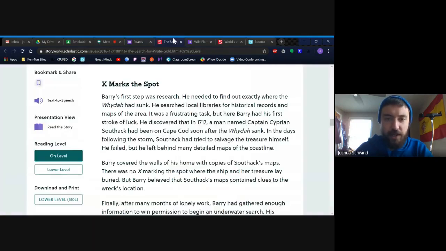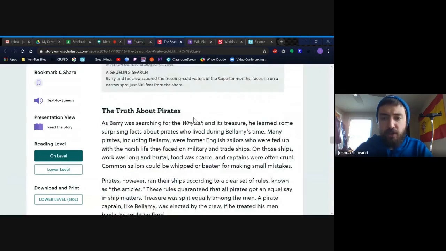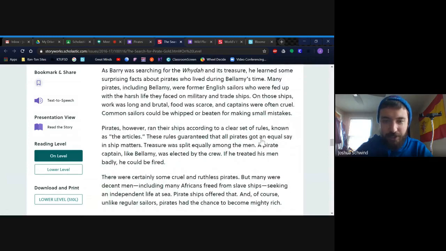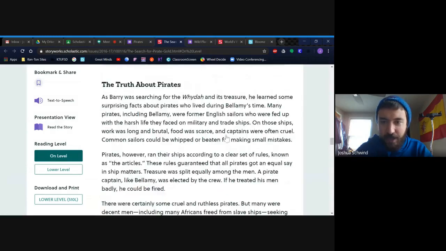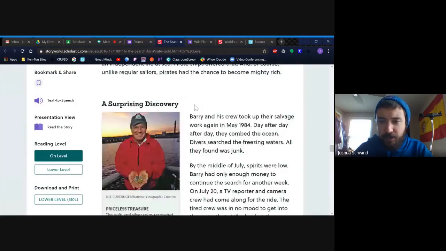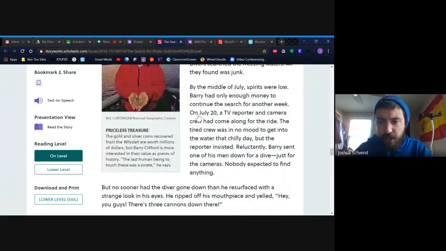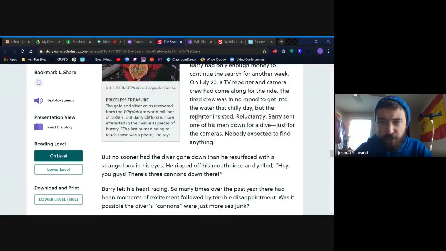Then the last one was a vocabulary question where I asked you to use your context clues because there weren't any blue words in this one. There weren't any words you could click on. And it said, the word combed is used in a section, a surprising discovery. So in a surprising discovery, the word combed is used to describe their search in the ocean.